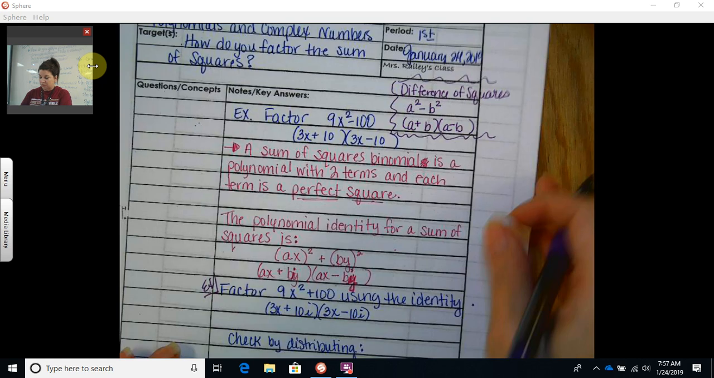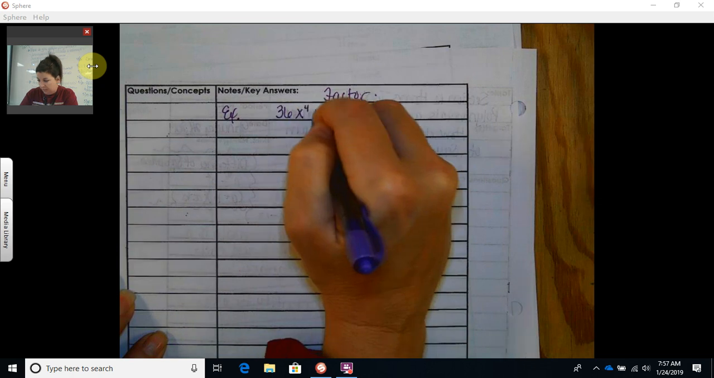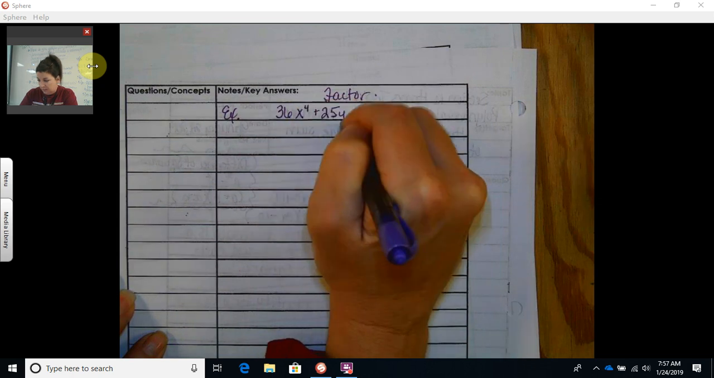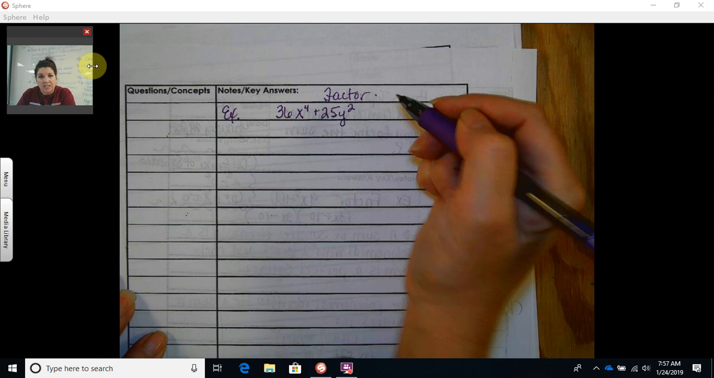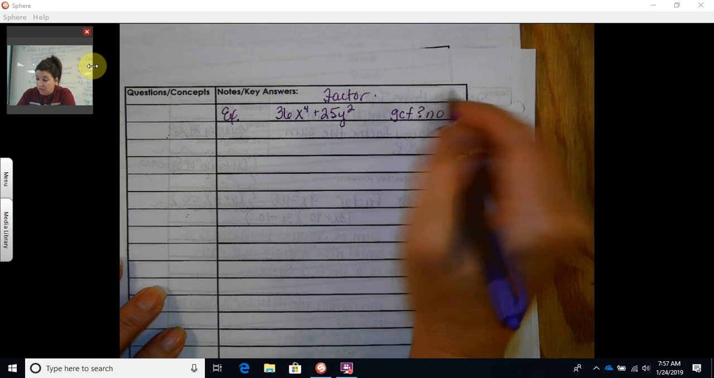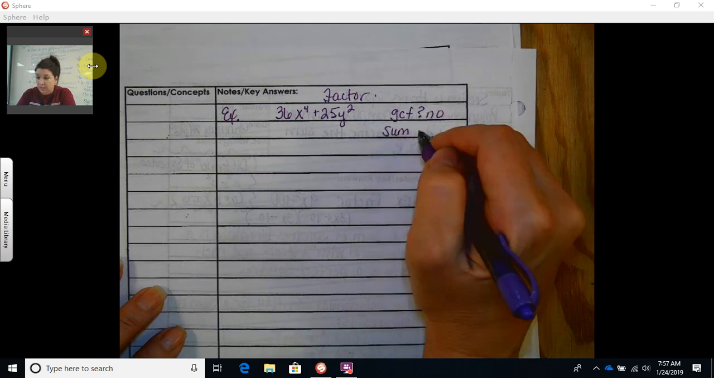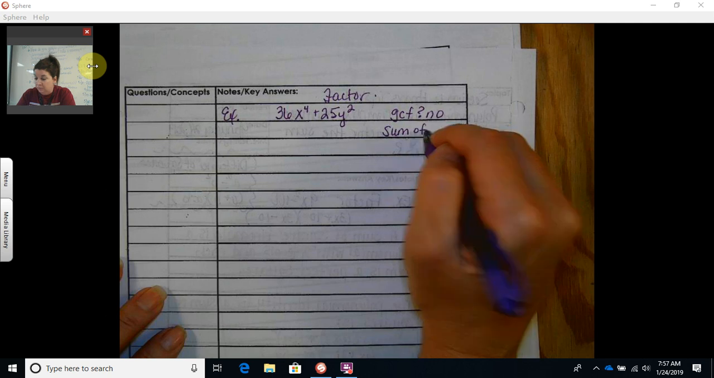Do another example on the back. We are going to factor 36x to the fourth plus 25y squared. Does that have a greatest common factor? No. Is it a sum of squares? We're used to saying sum of cubes, but this is not a perfect cube plus a perfect cube. Isn't it a perfect square plus a perfect square? All right, so it's a sum of squares.